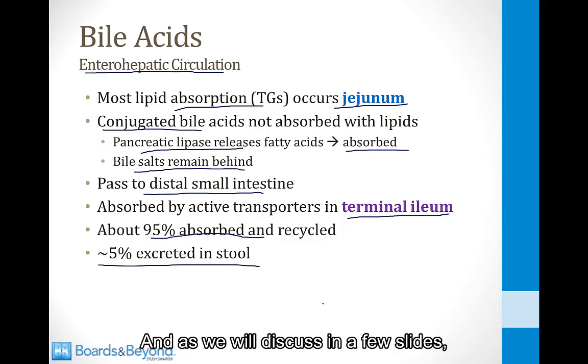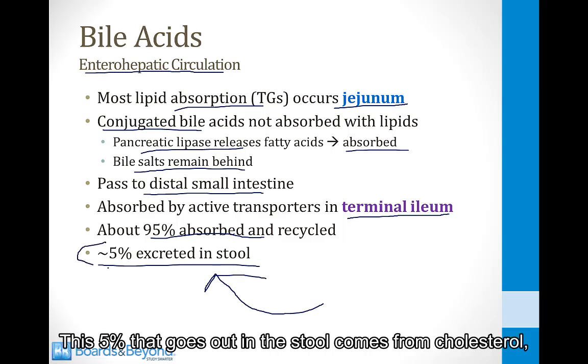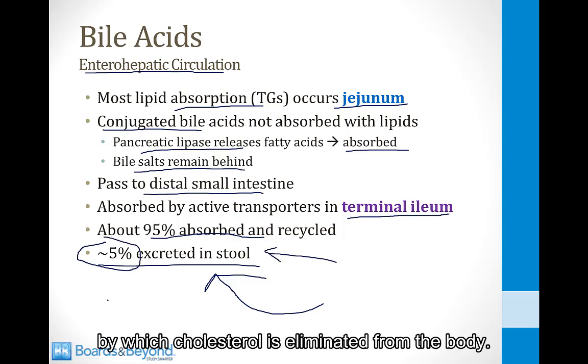And as we will discuss in a few slides, this is a major way by which cholesterol is excreted from the body. This 5% that goes out in the stool comes from cholesterol, and therefore this is a way by which cholesterol is eliminated from the body.